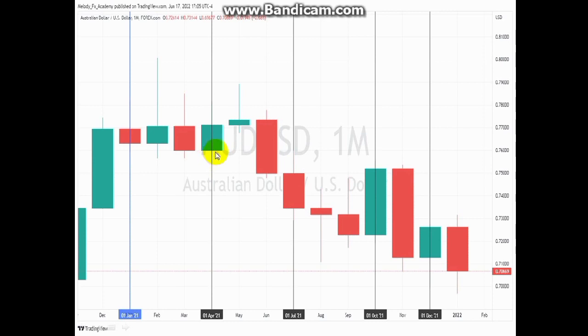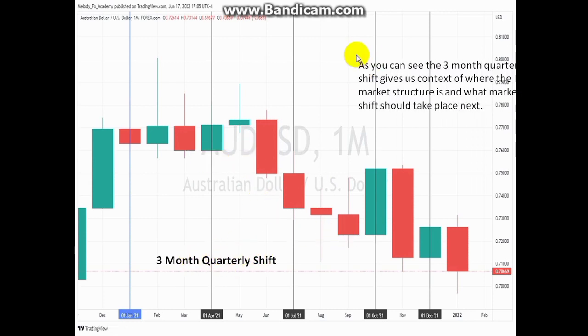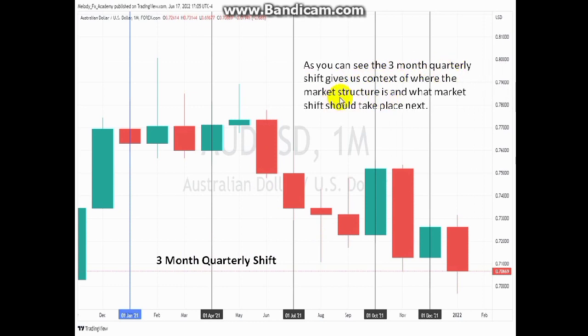market shifts. We saw different quarterly shifts in the marketplace. So now let's look at this same price action data on a weekly time frame. So this is the 3 month quarterly shift. As you can see, the 3 month quarterly shift gives us context of where the market structure is and what shift should take place next. Obviously we saw that we are consolidating. So the first 3 months showed us that the market was consolidating.